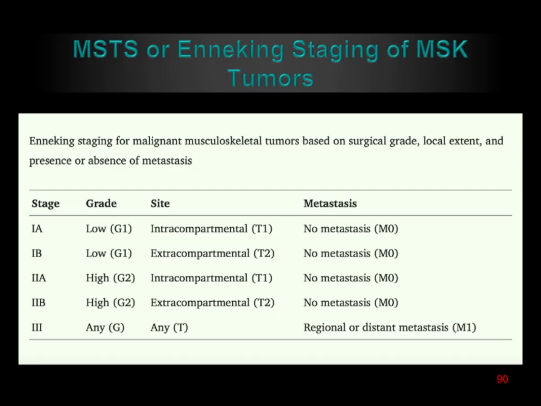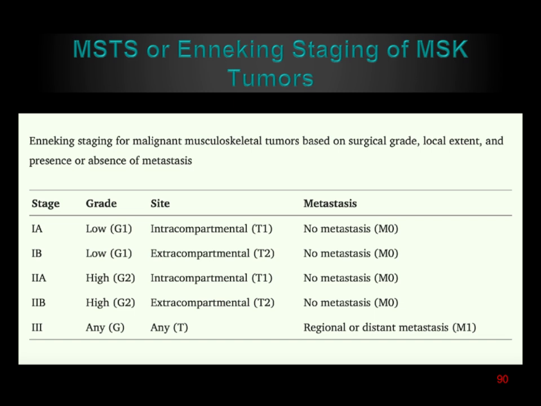In the next 3 slides, we will briefly discuss staging of primary bone sarcomas. There are two major staging systems that are followed. One is the MSTS or Enneking staging system of musculoskeletal tumors, and the other is the AJCC or the TNM staging of musculoskeletal tumors. The Enneking staging for malignant musculoskeletal tumors is based on surgical grade, local extent, and presence or absence of metastasis. Based on that, it is divided into 3 stages: stage 1, stage 2, and stage 3.